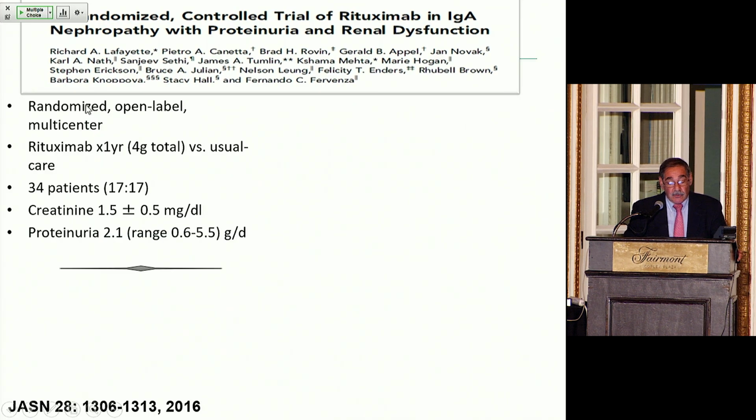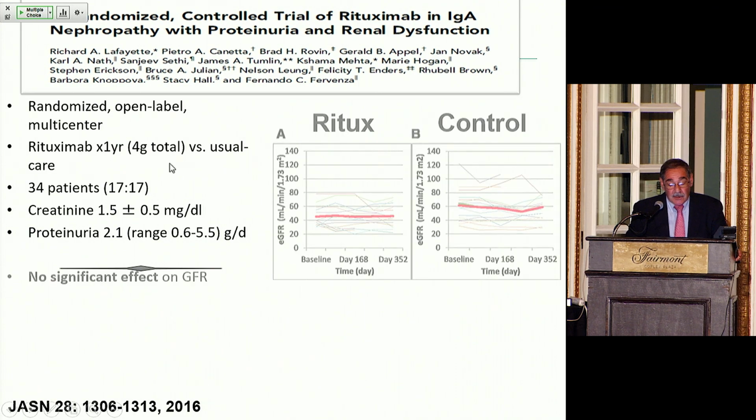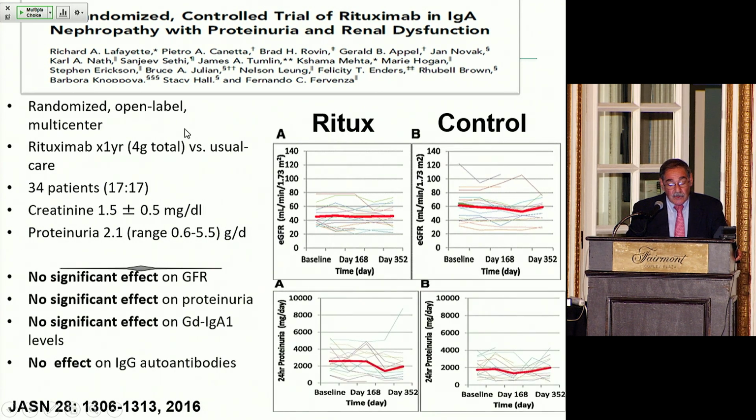Okay, we don't have to go through the RAVE data because you went through that. This is the IgA data. We went through that already too.